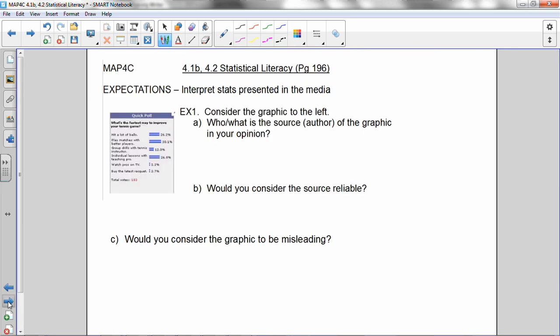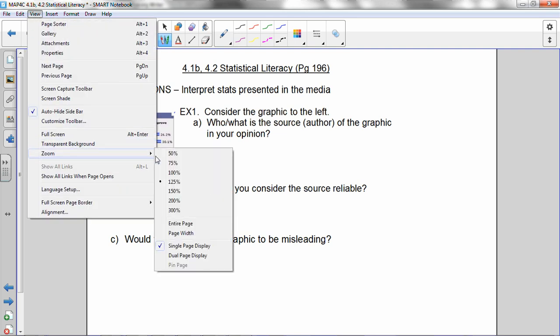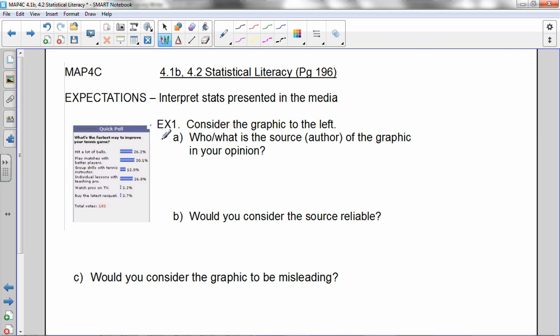Actually, this is the lesson, really, isn't it? Statistical literacy. That's what we're all about today. Two sections. So I'm going to zoom in here a little bit so we can see this better. Consider the graphic to the left. Who or what is the source of the graphic in your opinion?